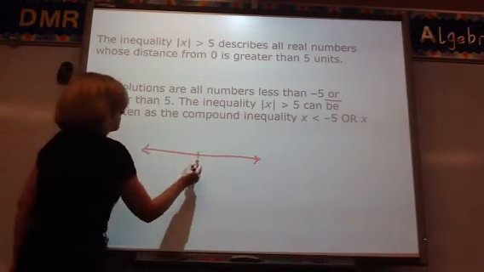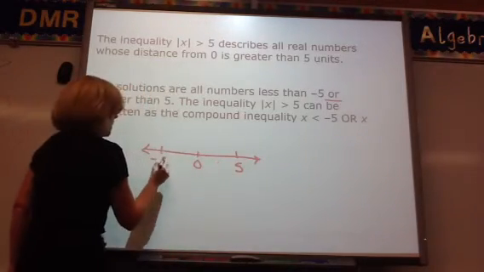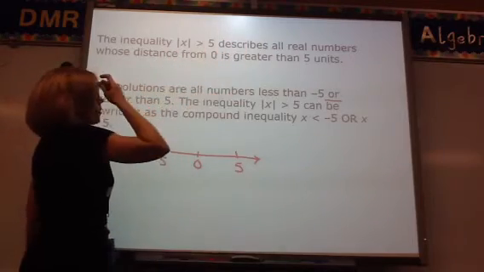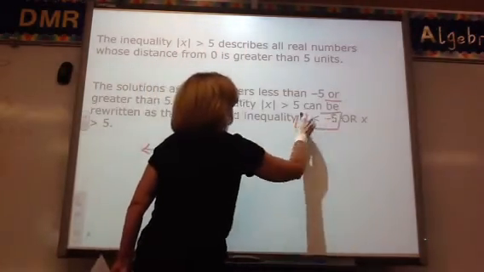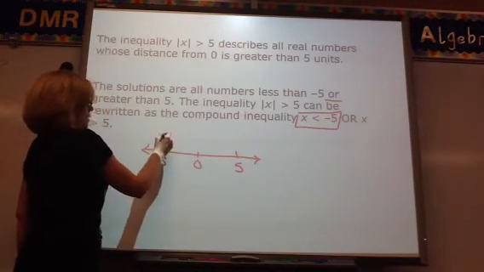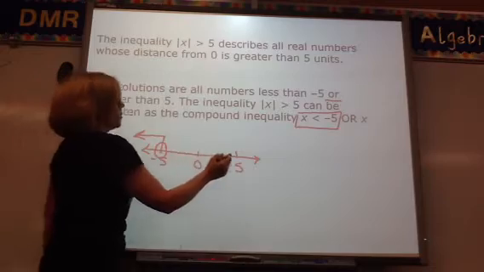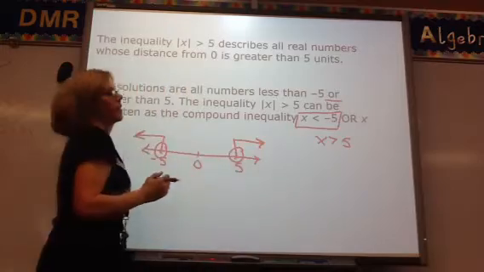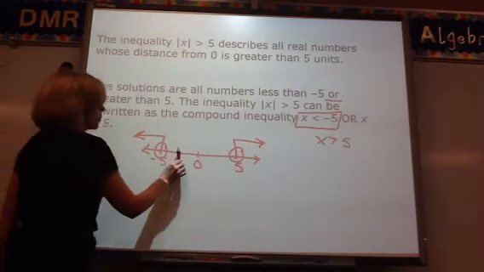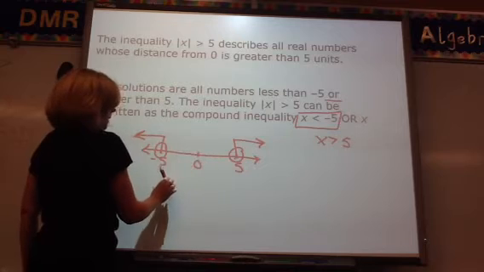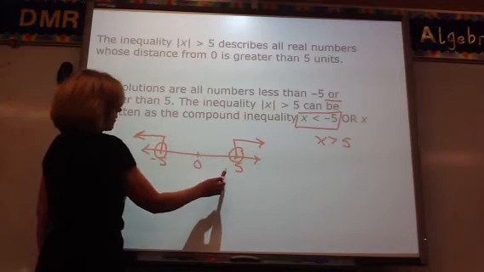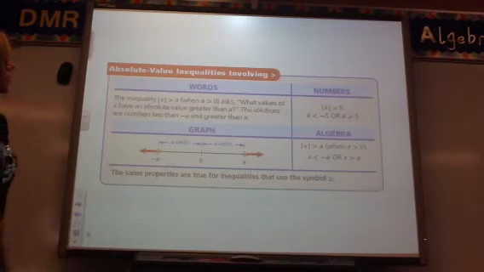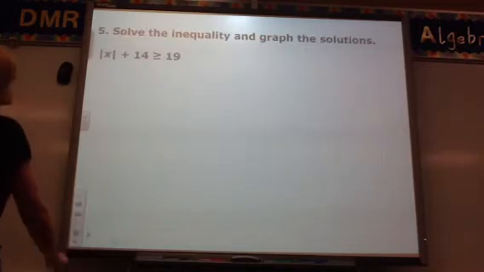is we have 0, we have 5, and we have -5. Absolute value is greater than 5, so we write it this way: less than -5, and then we write it this way: greater than 5. What's different on this one, guys, is there's a break here. You're not including the real numbers between -5 and 5. There's a break. So that is what this is saying.